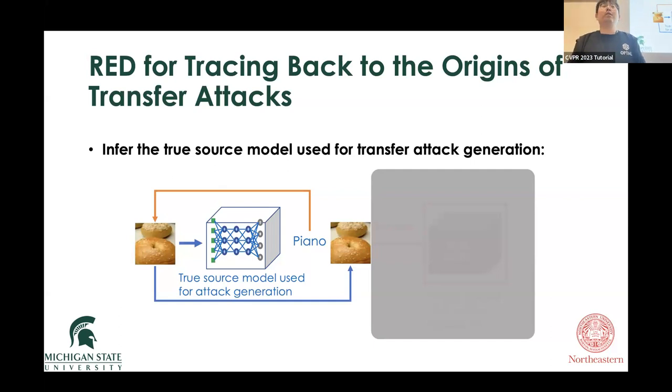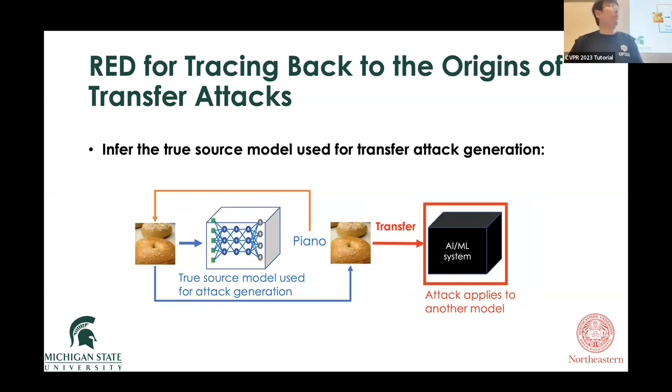So what are transfer attacks? Transfer attacks mean you generate an attack instance from model A, and then use this attack instance to attack another model B. Now from the defender's perspective, I want to understand where this attack is from, model A or model B. It's a very difficult question, right? Because at the deployment stage, you use this attack to attack model B, but this attack was actually generated from model A. So can we trace back the origins of this transfer attack? This is one example. You have a big image and you generate this adversarial image with the targeted prediction, piano. You generate this image using some gradient-based method from this model A.